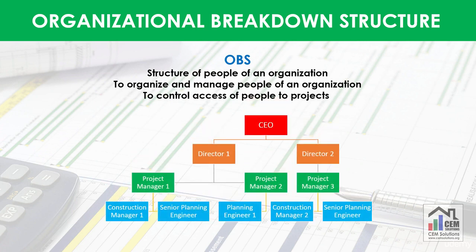This is an example of an OBS. In this example, you can see some senior management staff like CEO and directors. And you can also see some project teams which have project managers, construction managers, and planning engineers. This structure shows how people are organized in this organization and who reports whom. This type of structure is used to control communications of a project.